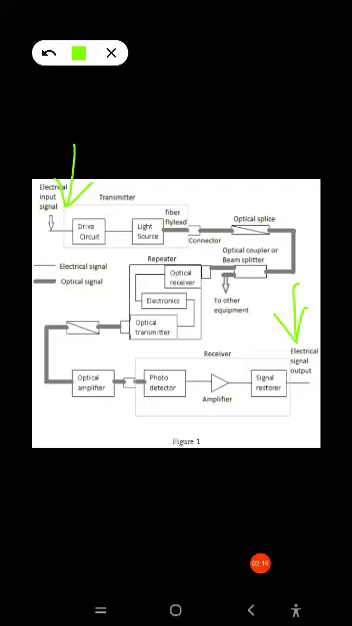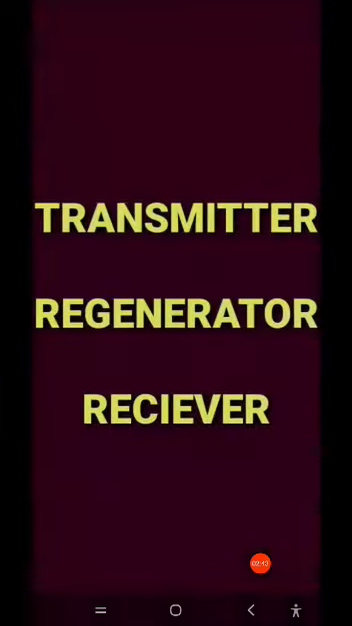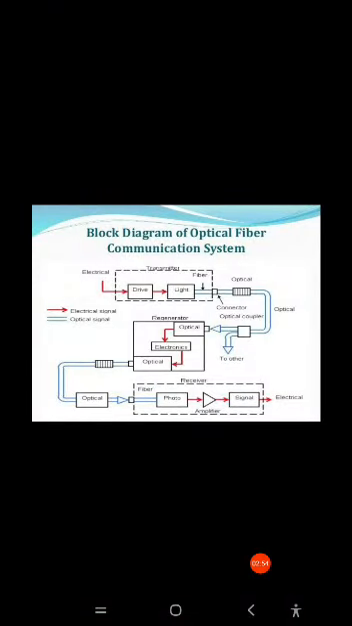Now we divide this entire block diagram into three parts: one is the transmitter, the second is the regenerator or repeater, and the third is the receiver. So in this block diagram, the electrical signal is moved from one place to another place with this optical fiber system.